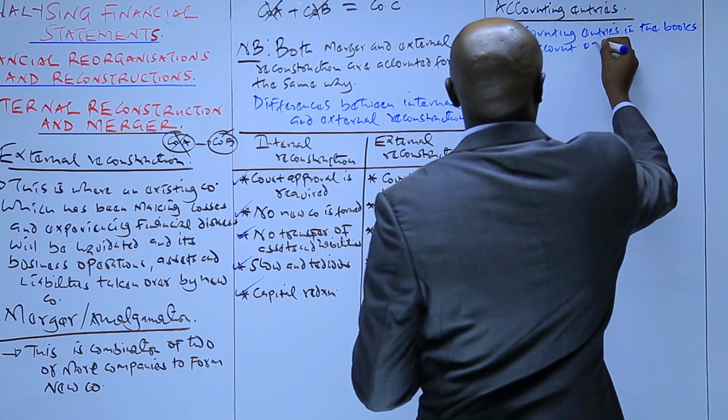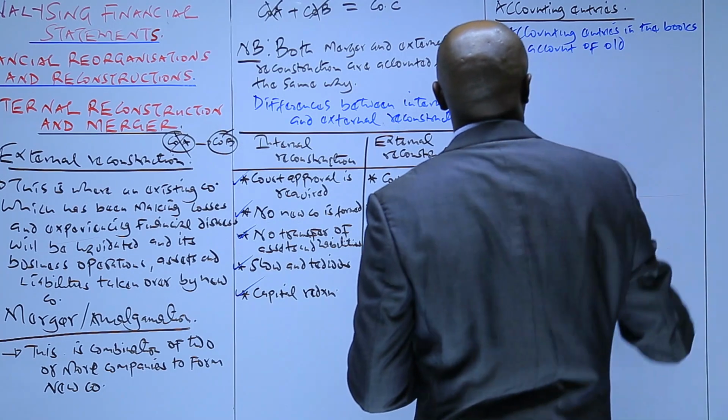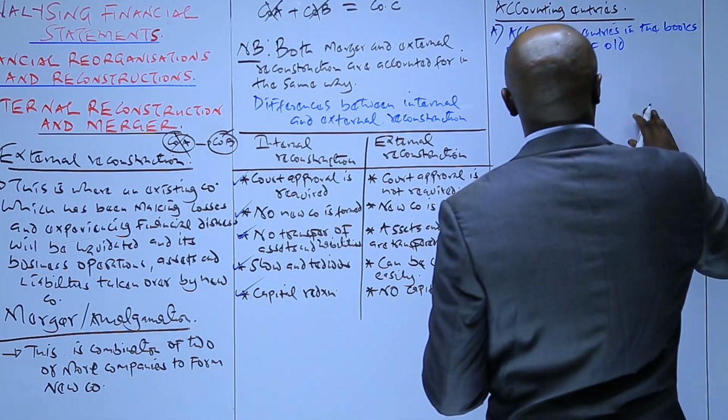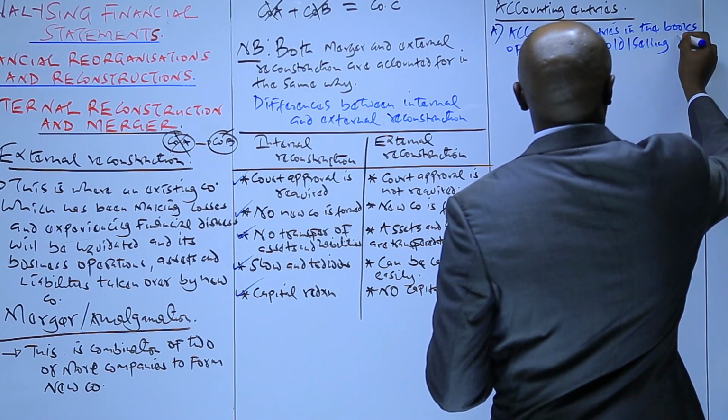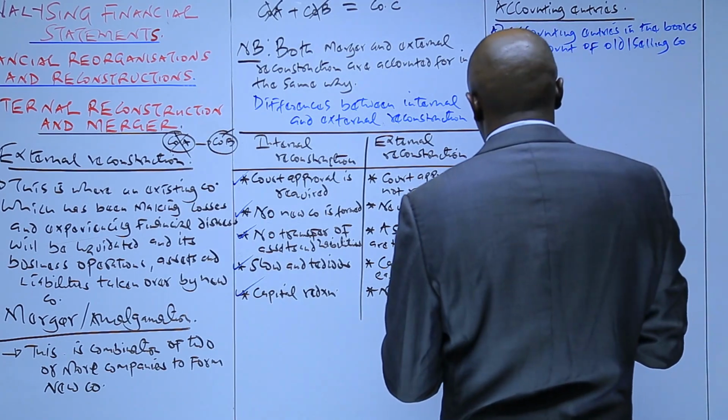Books of accounts of the old company. The old company, in other terms, we refer to that as the selling company. The selling company.